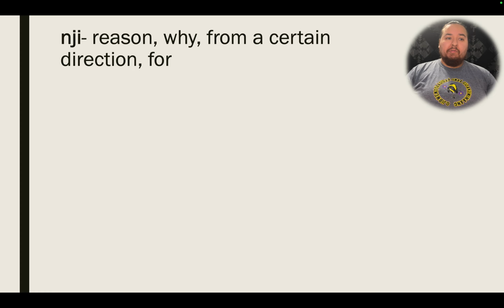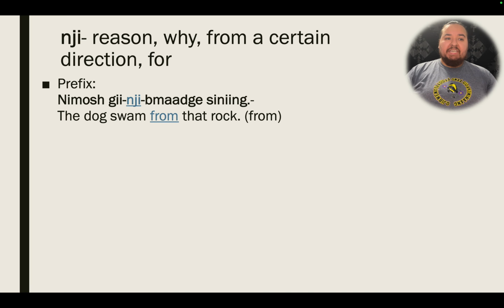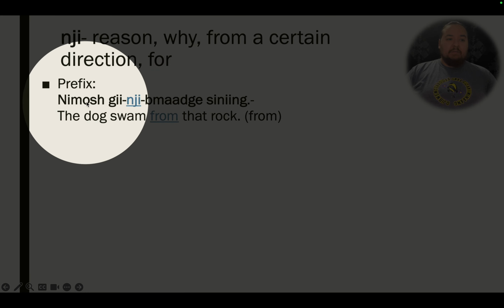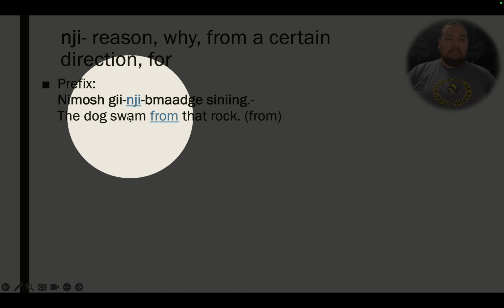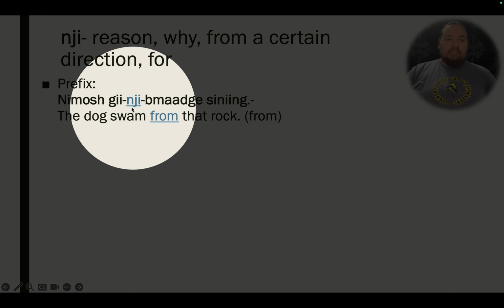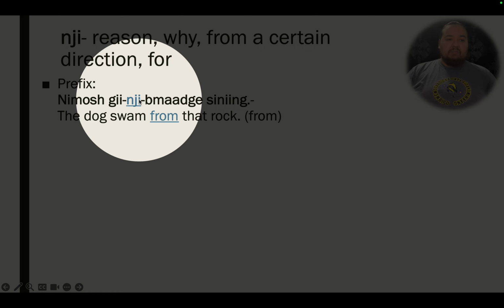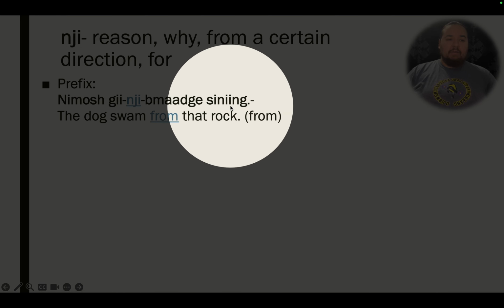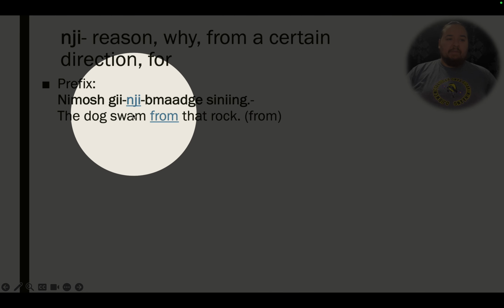Next, nje for reason, why, from a certain place, and for. So for a prefix, we have nimush gin jib mod gasanin. So we have nimush, that's the dog. Gi is past tense. Nje from, modge, swimming, sining, rock. So because we just have our noun, verb, and then our locative, it's talking about the dog swimming from the rock. And so that's when nje means from something, when you have that locative there as well.